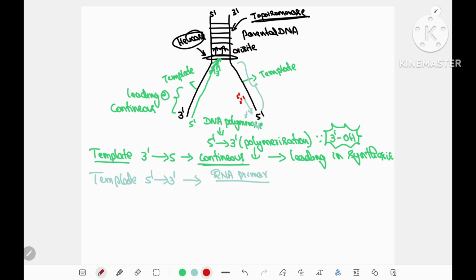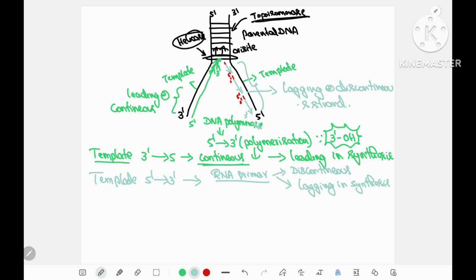So this is one, and as the uncoiling continues, another molecule of RNA primer is synthesized, again DNA polymerase will polymerize from it, and so on it goes. In the opposite strand, the synthesis will be continuous. But in the template strand having polarity 5' to 3', the synthesis is discontinuous because of the synthesis of many RNA primers. That's why the process will be lagging, and that's why this strand is called the lagging strand or discontinuous strand.